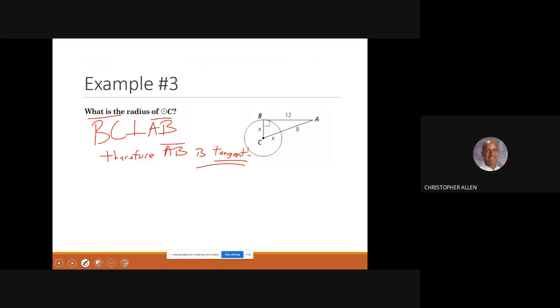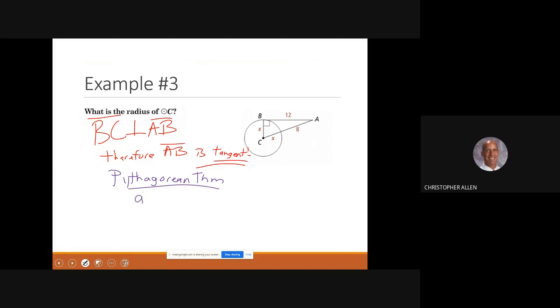Now, how are we going to find x? Well, we already know it's a right triangle, correct? So guess what theorem we're going to need to use again? We used it on the very last example. We're going to use the Pythagorean theorem again. Guys, I'm telling you right now, and you probably already know this, but the Pythagorean theorem is probably the most important theorem in all of math. We use it everywhere. So let's go and do our Pythagorean theorem here.